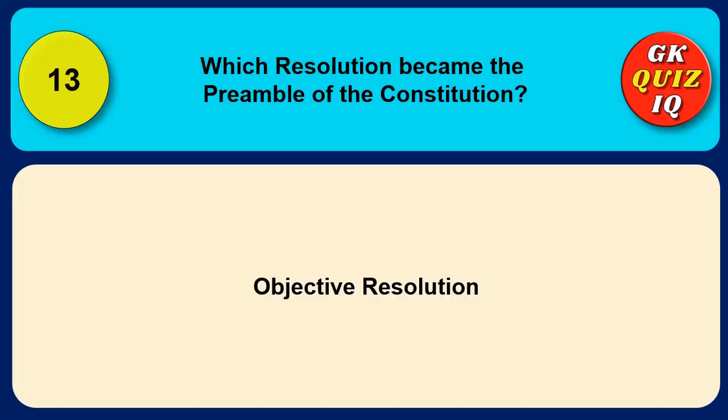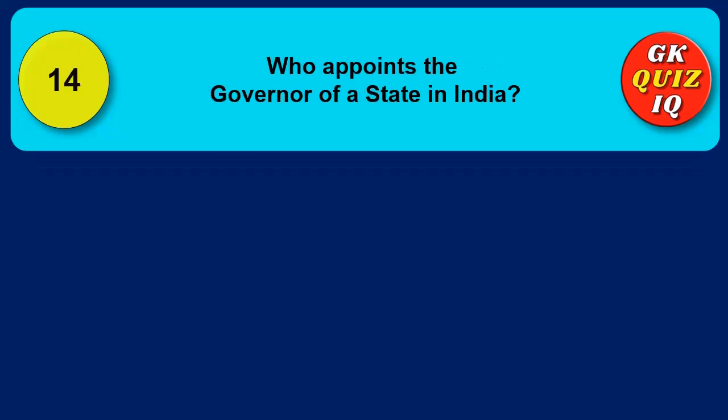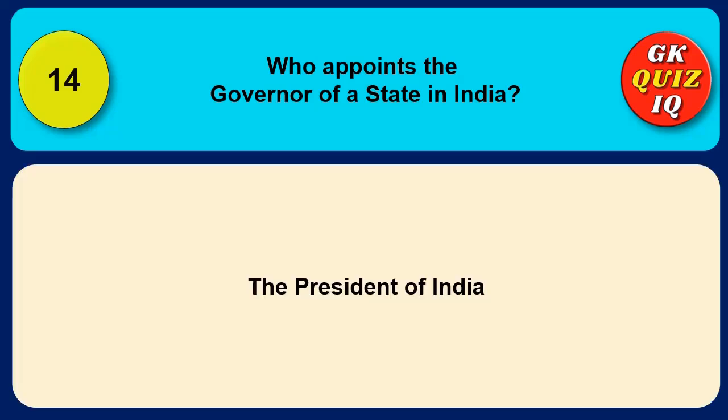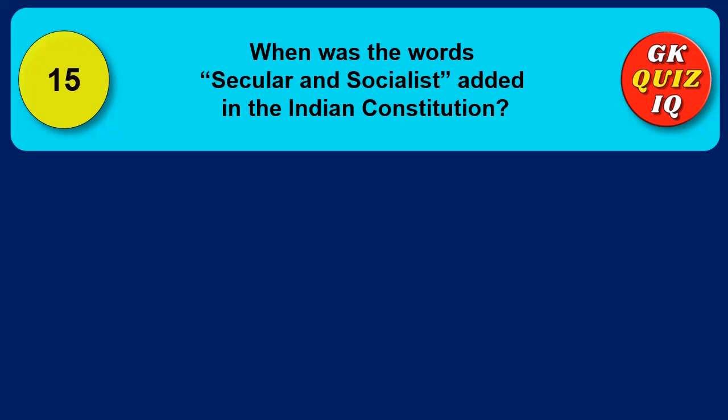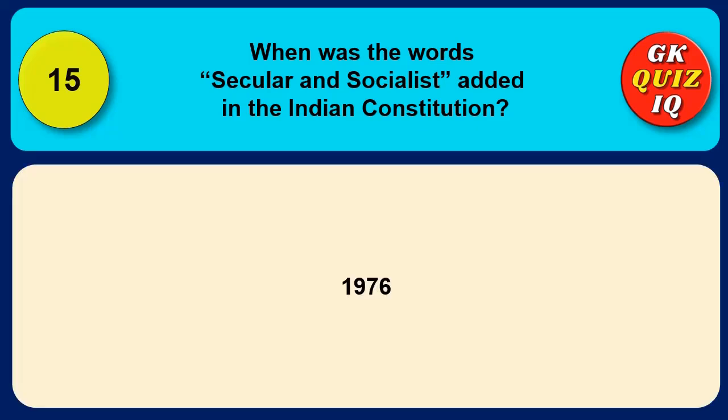Which resolution became the preamble of the Constitution? Objective resolution. Who appoints the governor of the state in India? The President of India. When were the words secular and socialist added in the Indian Constitution? 1976.